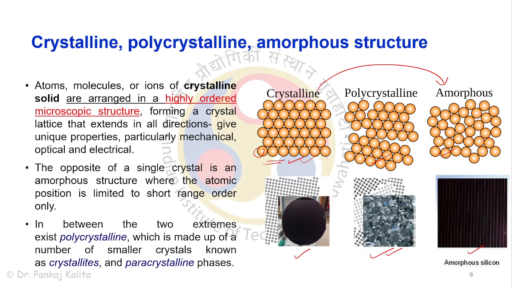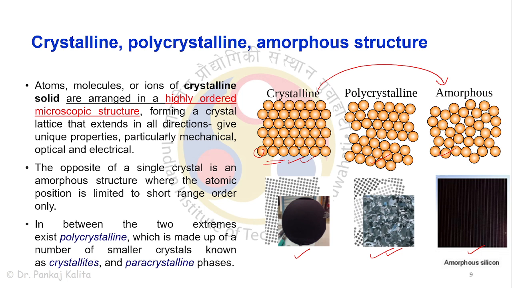Coming to crystalline, polycrystalline, and amorphous. As we know, crystalline means a very highly ordered microscopic structure, so in all directions the properties are uniform, like its mechanical, optical, and electrical properties. Whereas if we talk about amorphous, it has very short-range order, so it does not have the same properties in all directions.